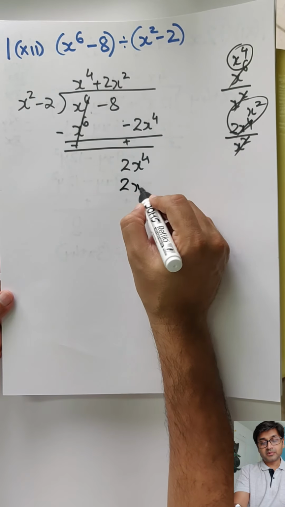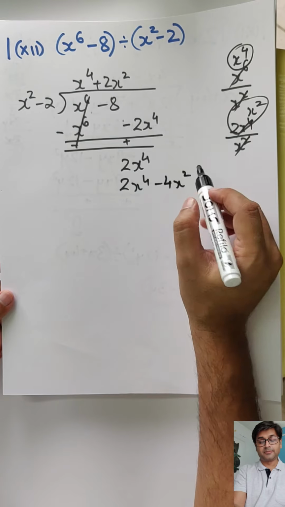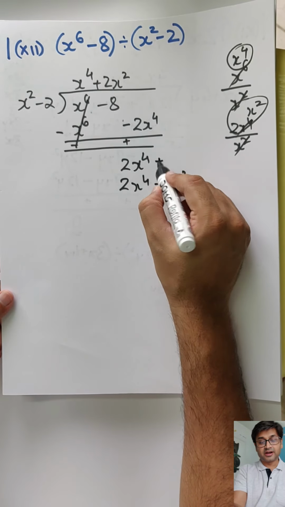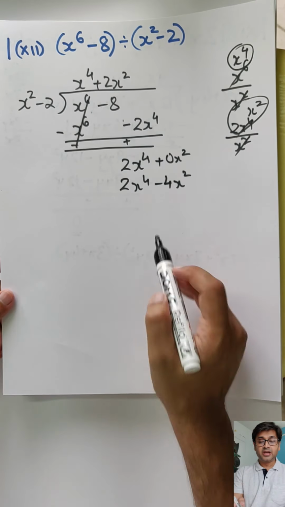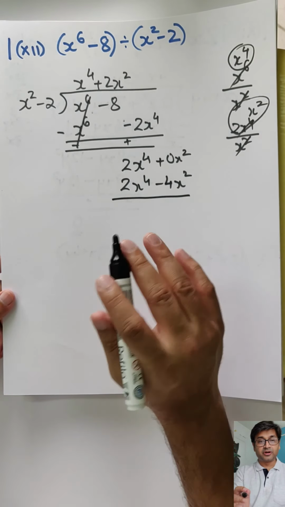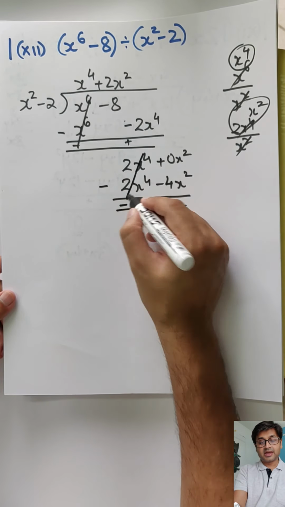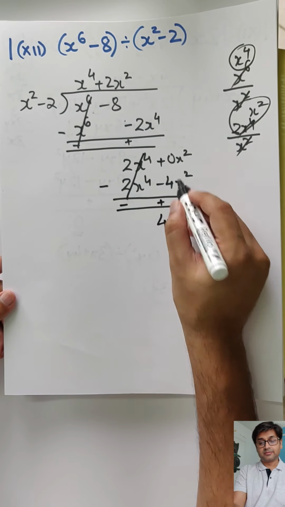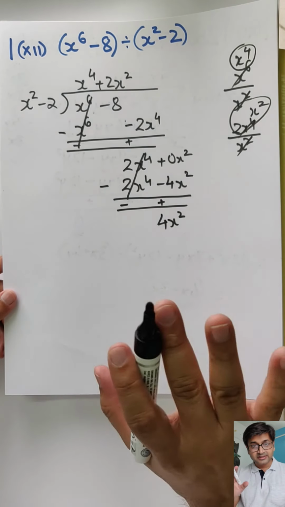So 2x4 minus 4x square. Here nothing is there, so you can write plus 0x square. You can create this simply for our convenience. Even if you don't write this, doesn't matter at all. Minus plus cancels, 4x square, because anything with 0 is same. So if you write this, fine. You don't write this, doesn't matter.